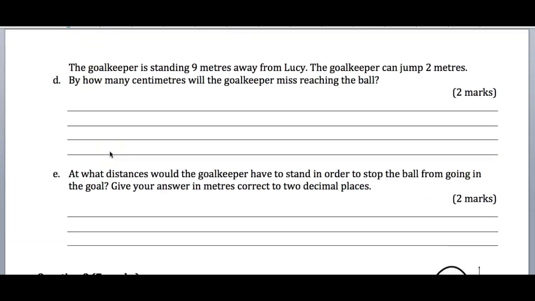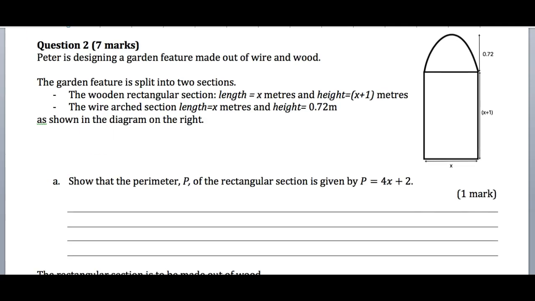All right, let's move on because I don't want this to be a long video. Question 2. Peter is designing a garden feature made out of wire and wood. The garden feature is split into 2 sections. The wooden rectangular section, length equals x, so we can see that over here, and height is x plus 1. The wire arched section, the length is x and the height is 0.72 as shown in this diagram.